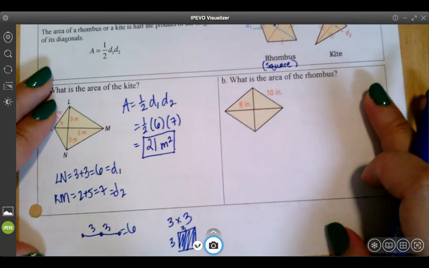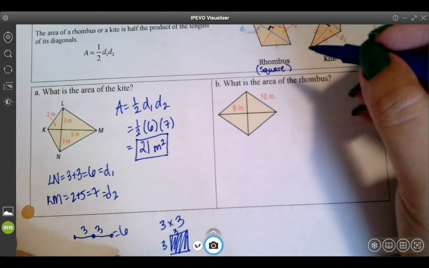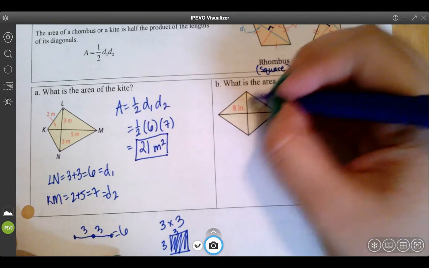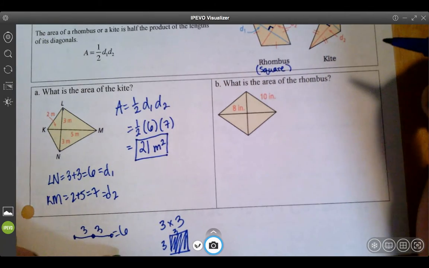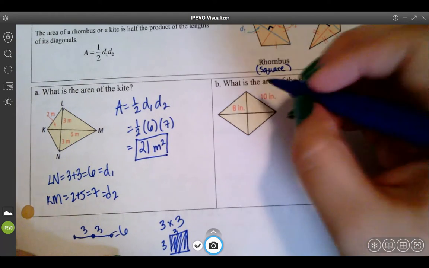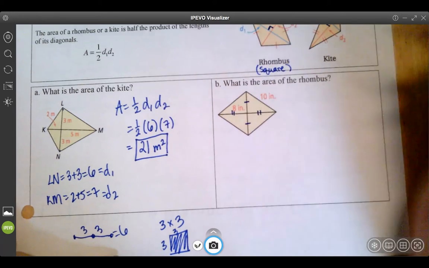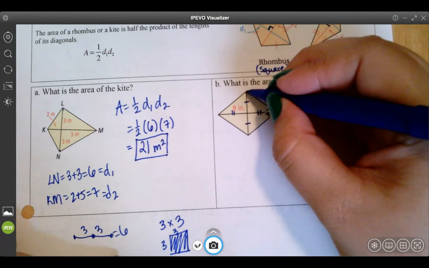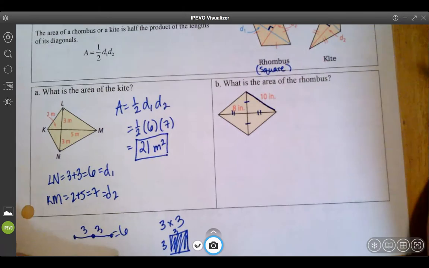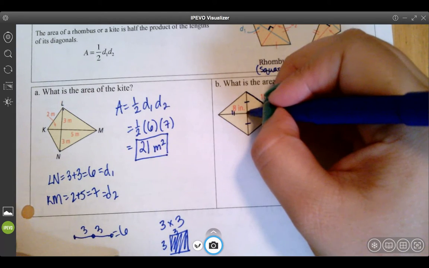And part B, the area of a rhombus. Again, we are looking at the diagonals. However, in this case, we aren't given the length of both diagonals. So we have to do a little bit of calculation here. So a rhombus, we know, has bisecting diagonals and that they're perpendicular. But instead of the second diagonal, we have the outside leg. So how do we find the length of this inner leg?